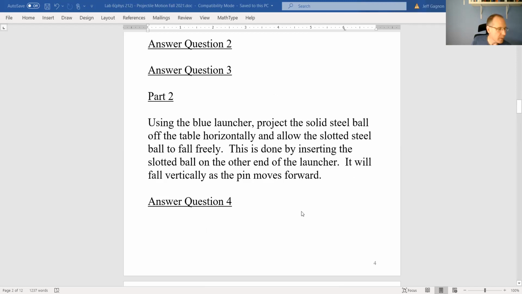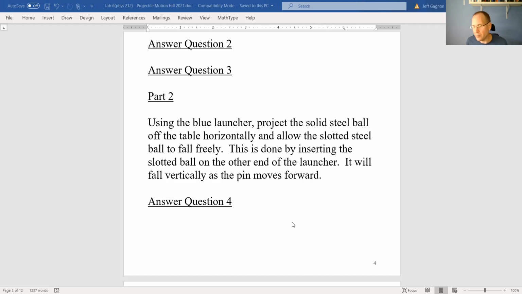The second part is similar, but now we're launching 2 balls at the same time. One of the balls is simply going to drop down, so it has no initial velocity in the x direction. It just drops straight down, accelerates downward. The other one is launched horizontally with some initial velocity. The question is, if they leave the launcher at the same time, one dropped, one launched horizontally, which ball hits the ground first? Again, you can talk to your lab partners because they would have done this experiment and listened carefully to see which ball hit first.